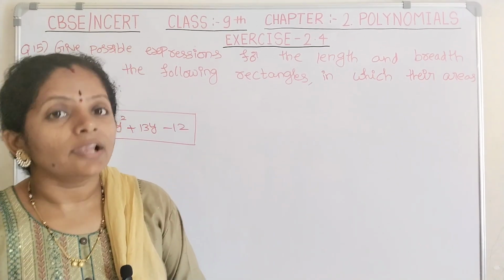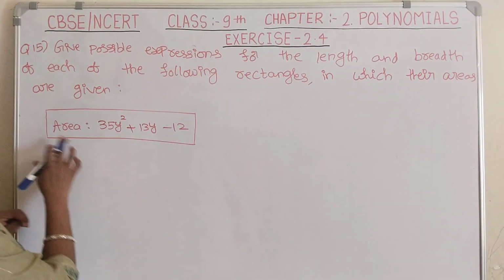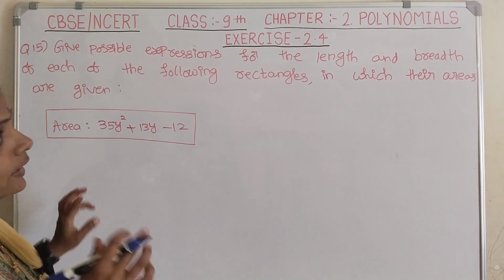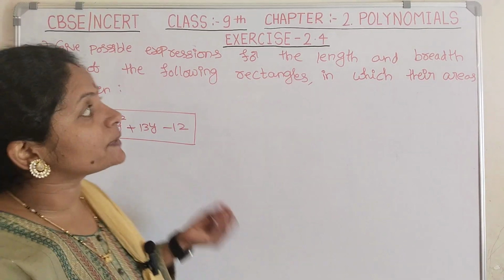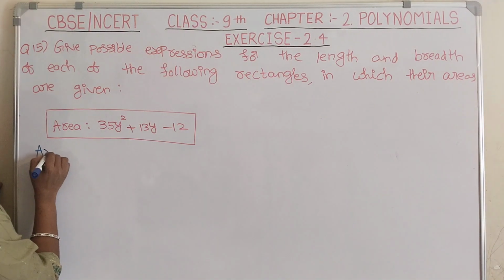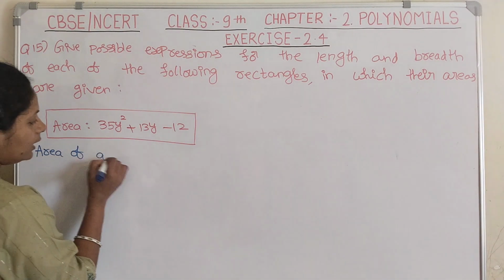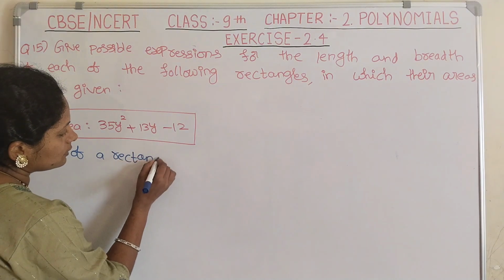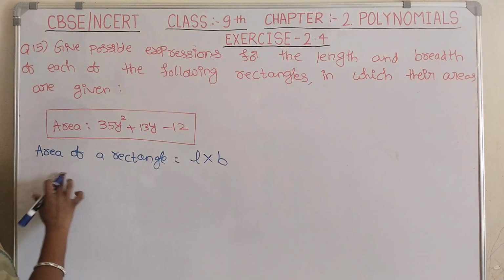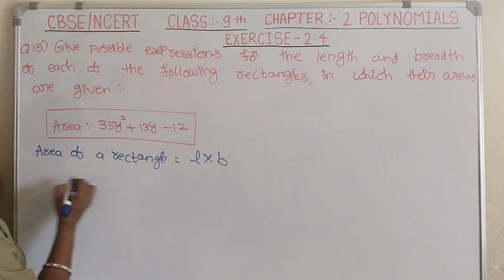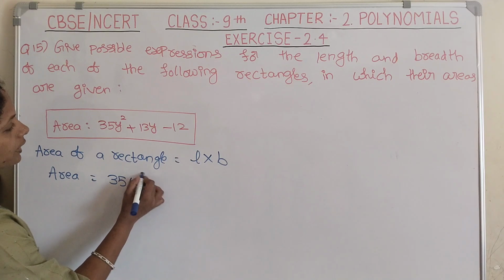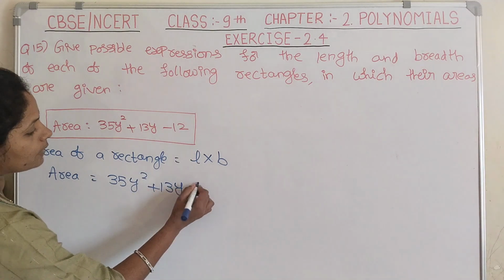In the same question, let us solve the second bit. Area equals 35y square plus 13y minus 12. Here also we have to get the expressions for the length and the breadth. Area of a rectangle equals, we know the formula, L into B. We have to get the expression for this. Given area equals 35y square plus 13y minus 12.